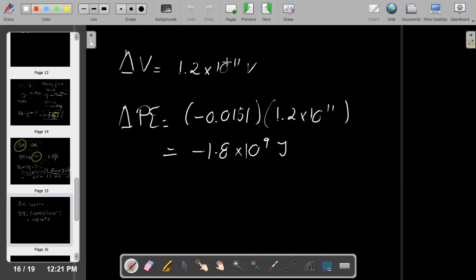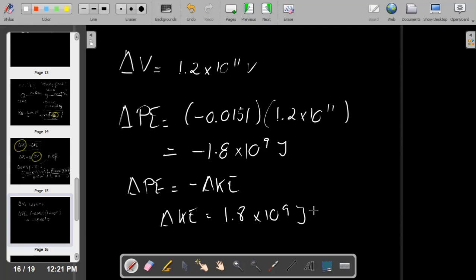So my change in potential energy is the opposite of what happens to my kinetic energy. So my change in kinetic energy equals 1.8 times 10 to the 9 joules. I hope everybody agrees with me.